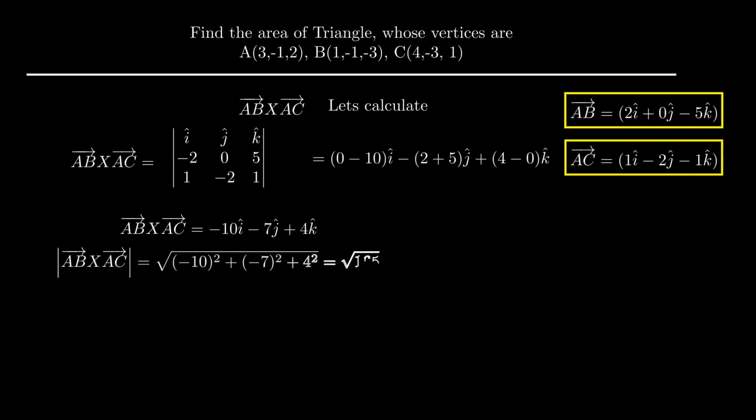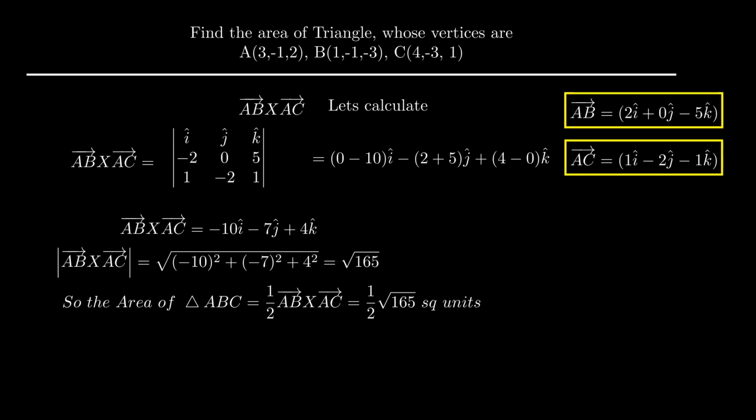Finally, the area of triangle ABC is half of the magnitude of AB cross AC. That is half of the square root of 165. Make sure you write square units in the answer.